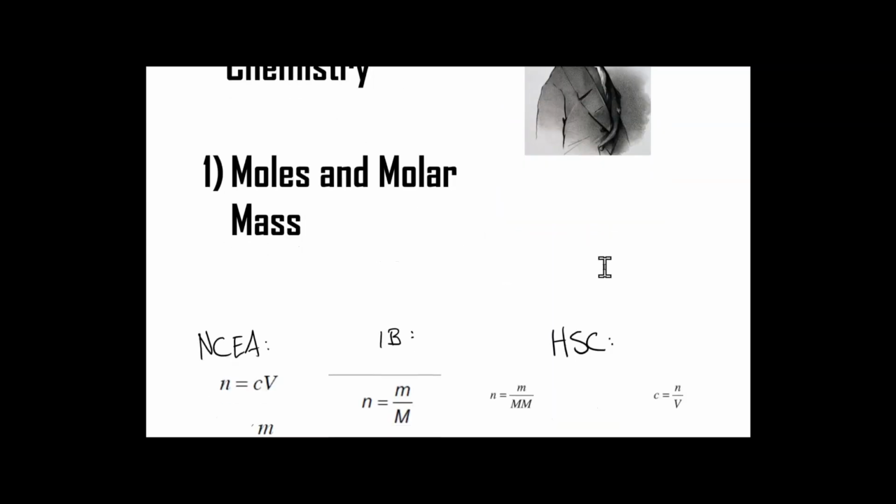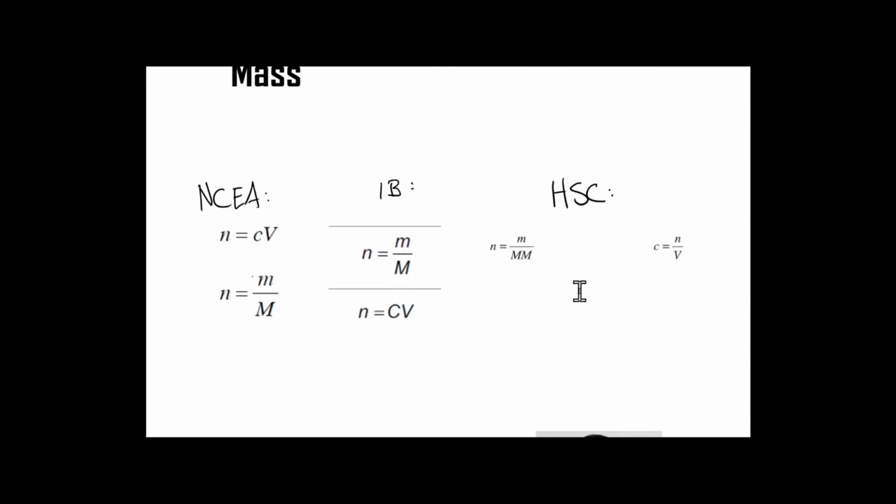So here are the equations that we are going to be using. The NCEA in New Zealand, the equation n equals little c times little v. In the International Baccalaureate, it suddenly becomes n equals big C, big V. It's the same C. And in the Australian exams, it's rewritten in this form here. If you have a look at it, this equation here is the same as this equation here. They're both equivalent. The n is the subject and C is the subject here.